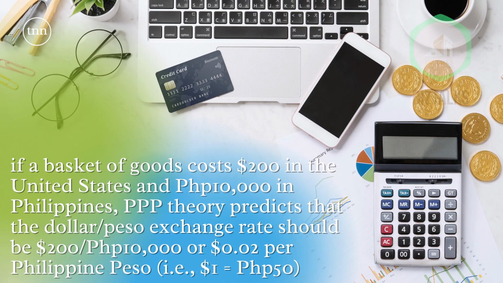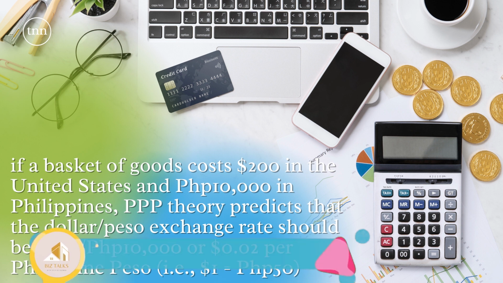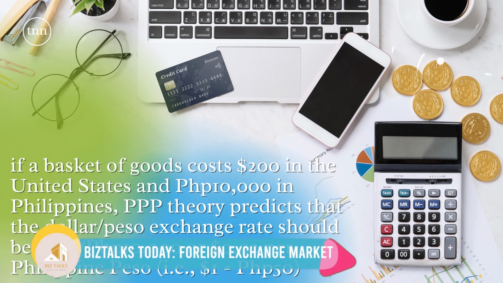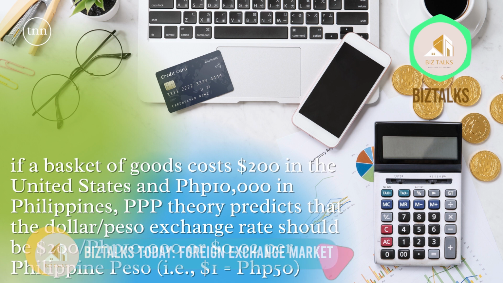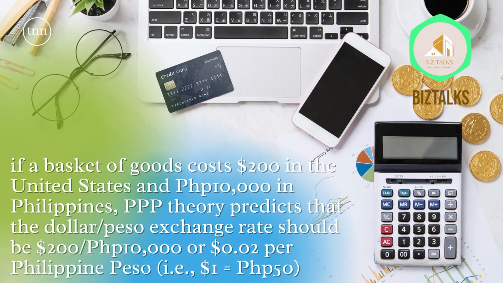Thus, if a basket of goods costs $200 in the United States and 10,000 Philippine pesos, PPP theory predicts that the dollar-peso exchange rate should be $200 over 10,000 pesos, or $0.02 per Philippine peso, that is, $1 is equal to 50 pesos.